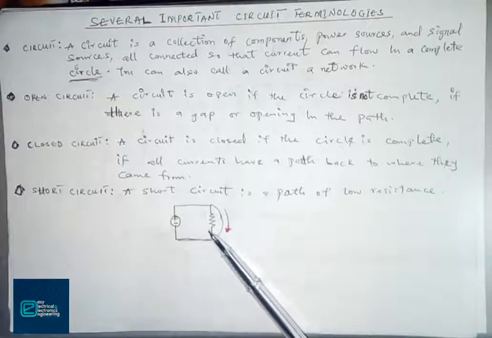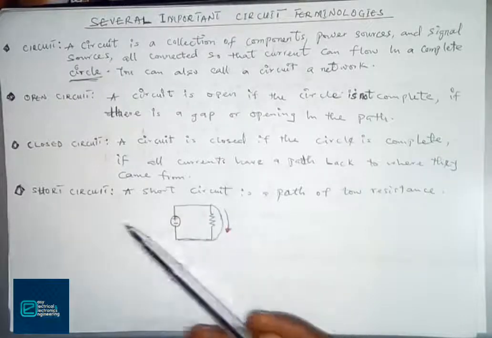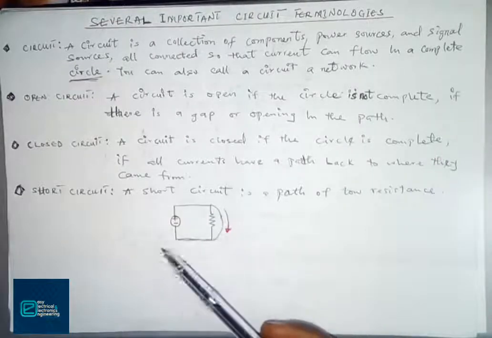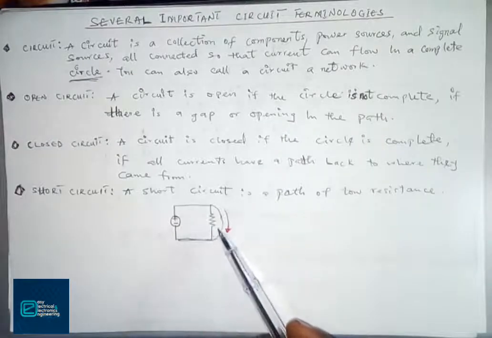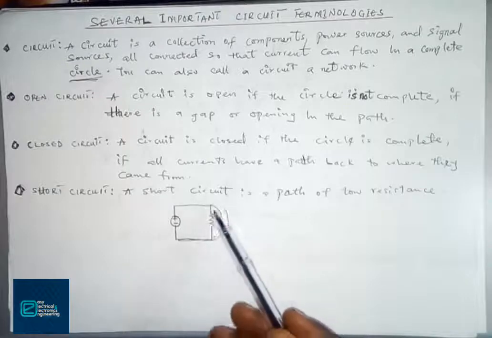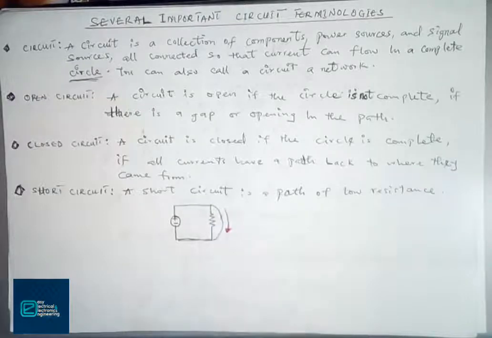So what do we mean here? The current is diverted away from its intended path. The wire shorts out the resistor by providing a low resistance path for the current, probably not with the desire of the person that designed the circuit. So that is what we mean by a short circuit, whereby the current is diverted from an intended current path. So that is all about short circuit.